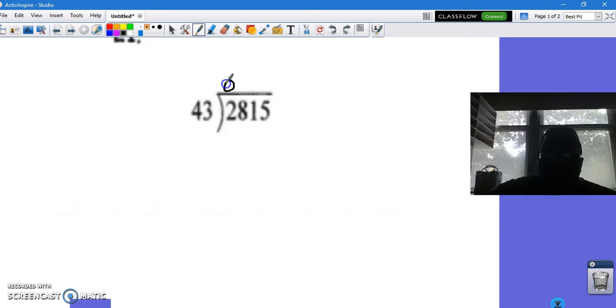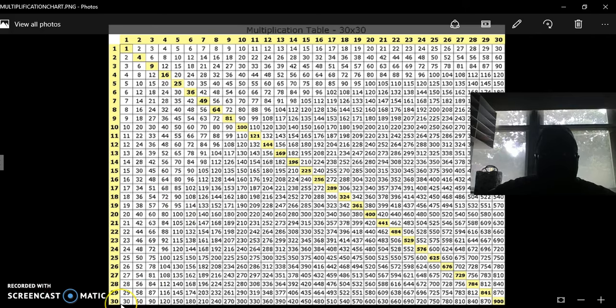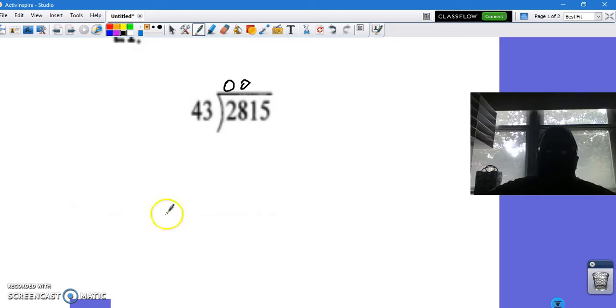And for the last one, here we go. 43 is not going to go into 2. 43 is not going to go into 28. 43 will go into 281. All right. Guess what? 43 is not on your chart. What do we do? Students ask me this all the time. Guess what you're going to have to do? Guesstimate. Right? Yeah, 43, let's say. How many times is it going to go into 281? I don't know. Guess. Try 5.